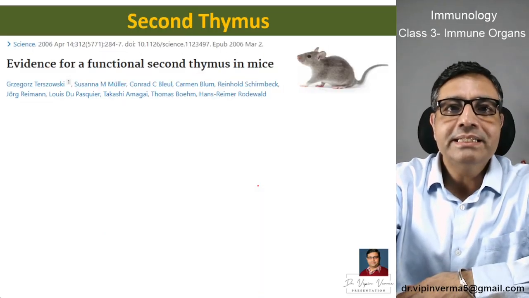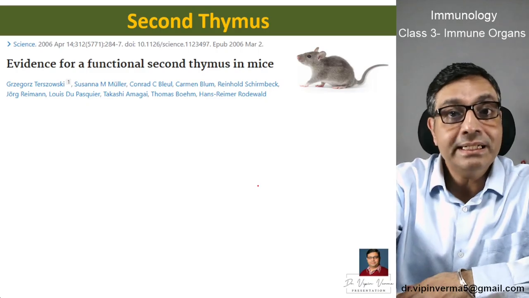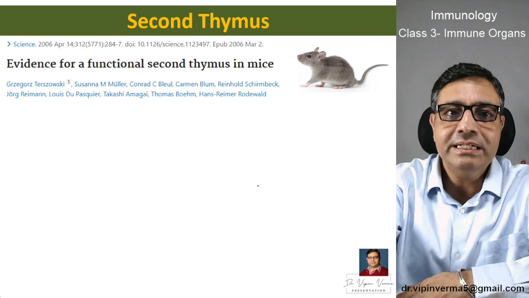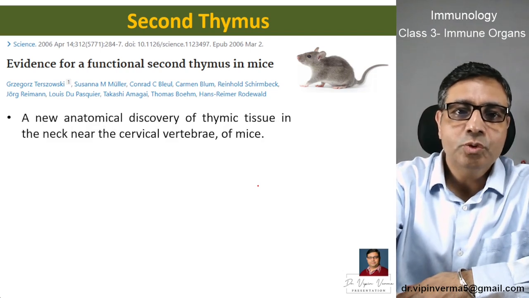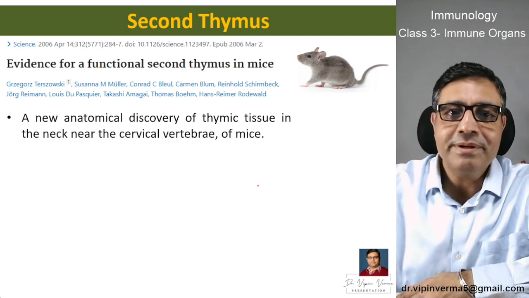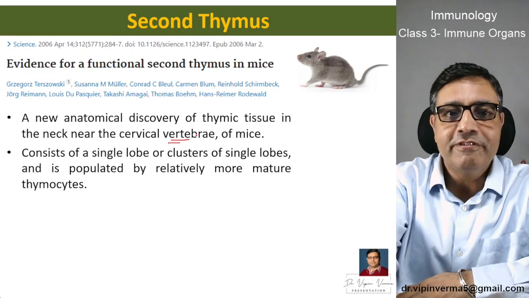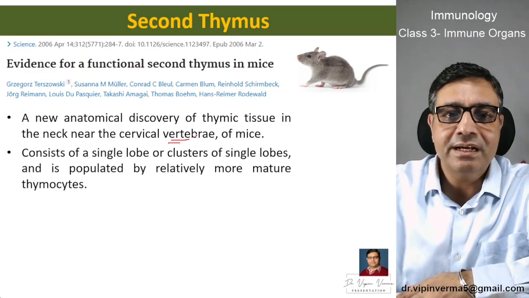Now there is a discovery of a secondary or second thymus also in mice, and this was discovered in 2006. So this was a new anatomical discovery. Okay, this is a new site in the neck near the cervical vertebra of mice. It consists of a single lobe or a cluster of single lobes and is populated by relatively more mature thymocytes.